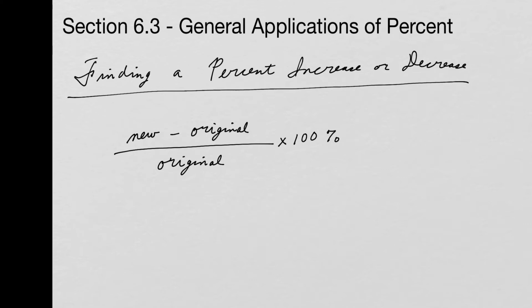So think of this as the difference divided by the original value times 100. Okay, and again, this part multiplied by 100 just converts that ratio, that fraction, to a percent.